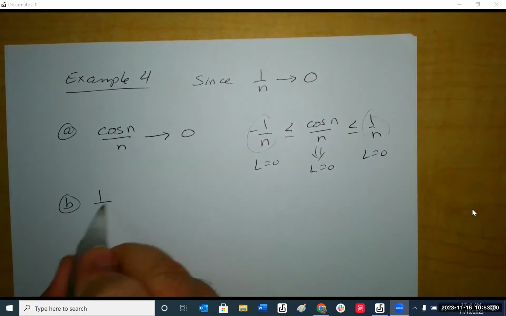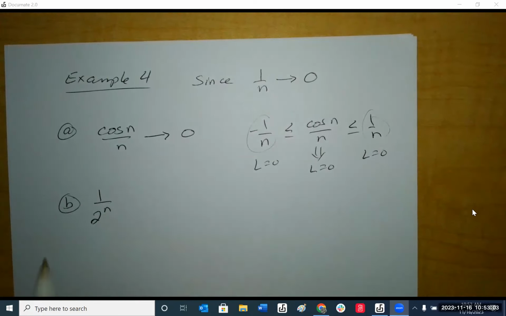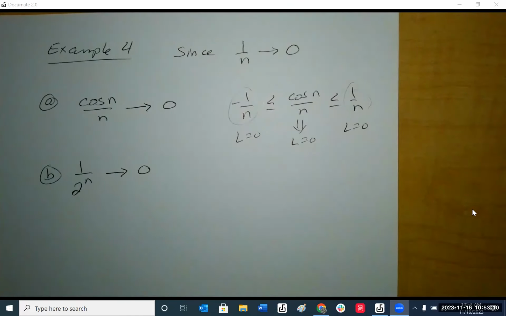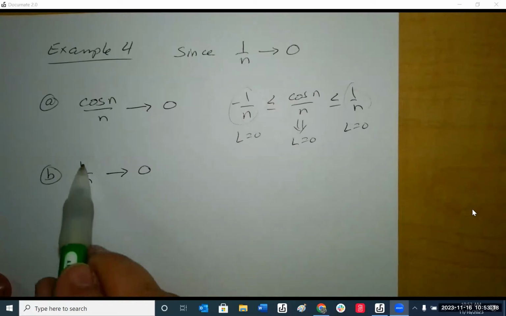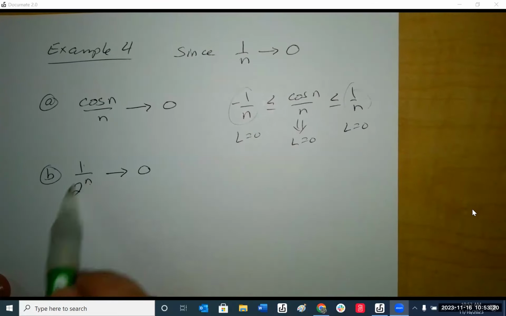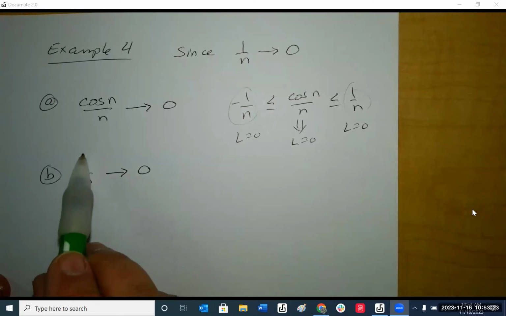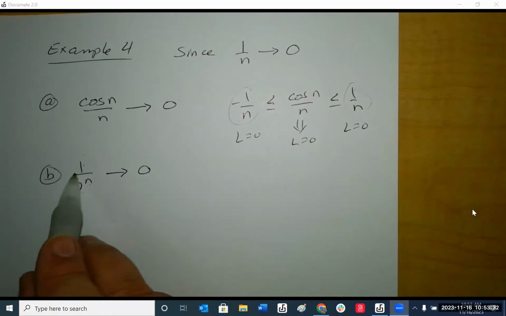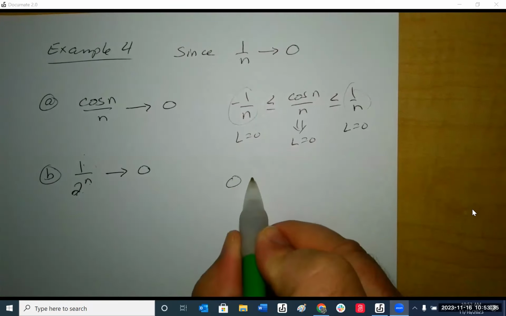The next one is 1 over 2 to the power n. We're saying that one converges to 0 as well. Now, the basic rule also, we do it algebraically. As long as n goes to infinity, this number here gets bigger and bigger and bigger. If the bigger number is on the bottom, then it goes to 0. But we're trying to use our theorems here. This number can never be negative, so we're stuck with 0.